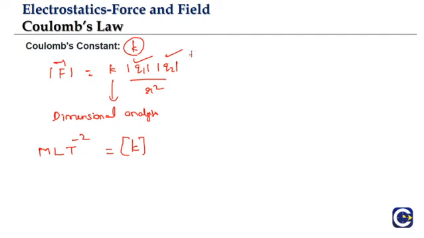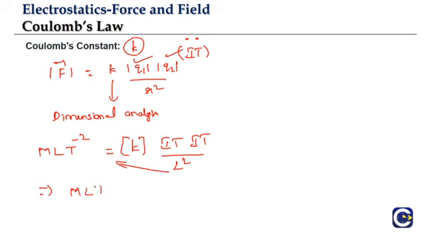Remember, we already discussed that the charge dimensional formula is the dimensional formula of current into time. So we have I into T, another I into T, divided by R, the distance between the two charges. It is length, so L square. So from here, bringing everything to the LHS, M L T power minus 2 into L square divided by I square T square will be the dimensional formula for K.